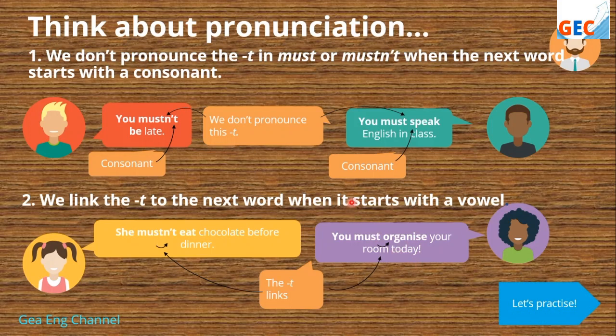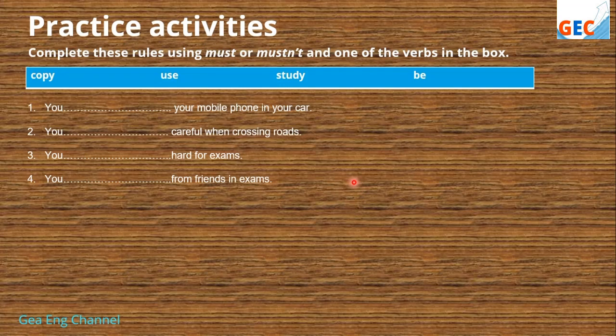Now let's practice. You can pause the video and complete these statements using must, mustn't, and one of the verbs in the box. Now, number one, let's discuss together. You blank your mobile phone in your car. You mustn't use your mobile phone in your car. Very good. You must be careful when crossing roads. You must study hard for exams. You mustn't copy from friends in exams.